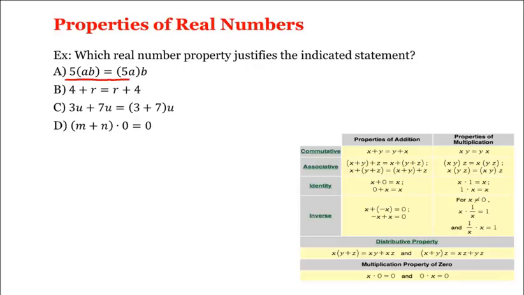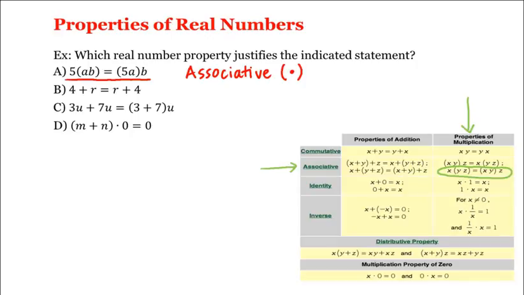Let's look at this first statement here. 5 times AB is equal to 5A times B. It turns out that the property that's being illustrated here is the associative property for the operation of multiplication. It's this property here.